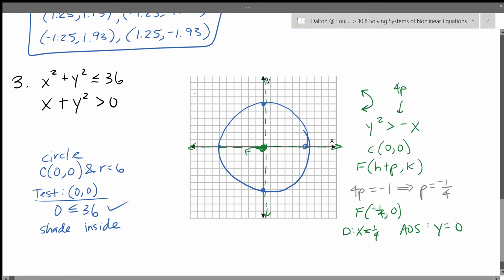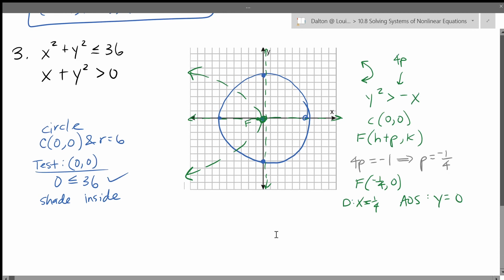Now, this is a greater than symbol. So if it's just greater than, that's where you need to go ahead and also make sure that your parabola is dashed. And then just like we did for the circle, we're going to choose a test point. Now, you cannot choose 0, 0 because 0, 0 is the vertex of the parabola. Oh yeah, I said center, but I should relabel that V for vertex. Yeah, okay, so you could do negative 1, 0, sure.